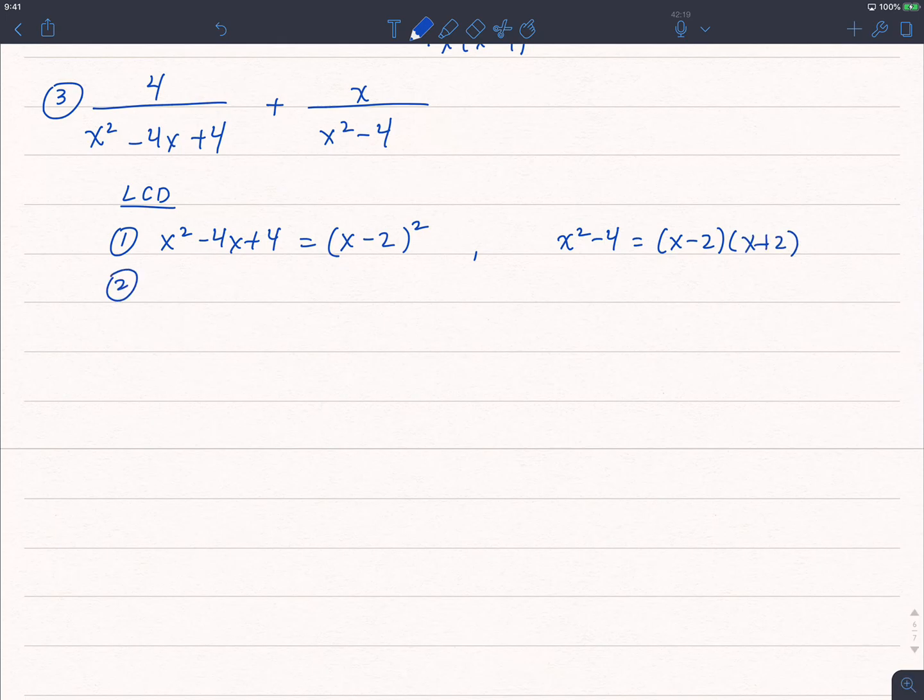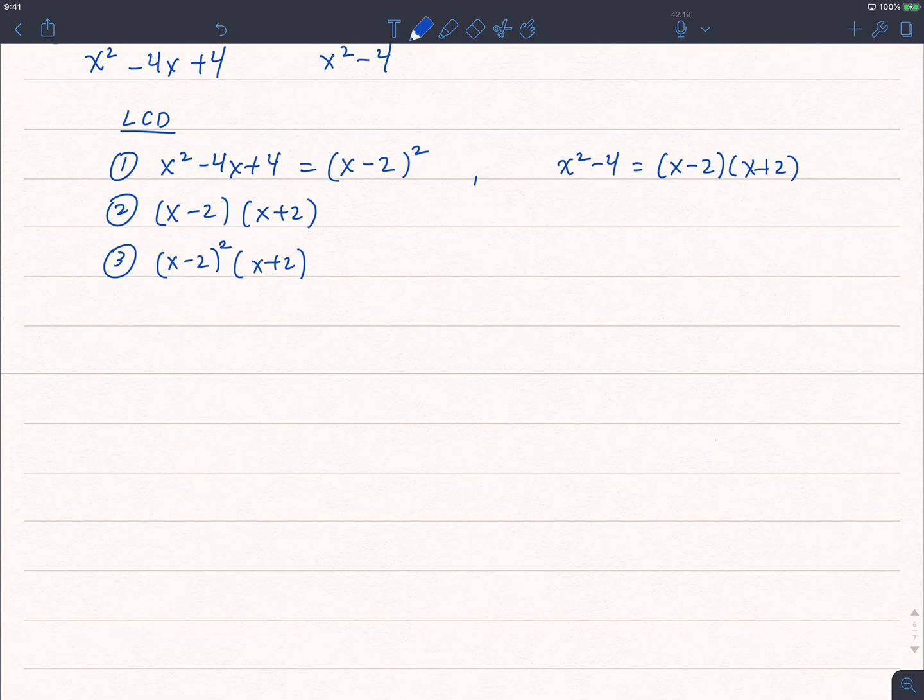Second step, list all the distinct factors that appear anywhere. So x minus 2 shows up in the first and in the second. And then we have an x plus 2 that appears in the second. And finally, so these are all the factors that appear anywhere. And finally, number 3, we're going to raise each of those factors from step 2 to the highest power where they appear anywhere. So the highest power that x minus 2 appears is in the first denominator, and it appears to a power of 2. And x plus 2 only appears in the second one, and it appears there one time, so we leave it alone. So number 3, here's our LCD.